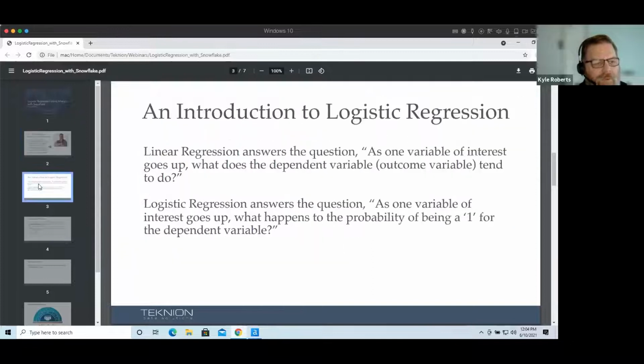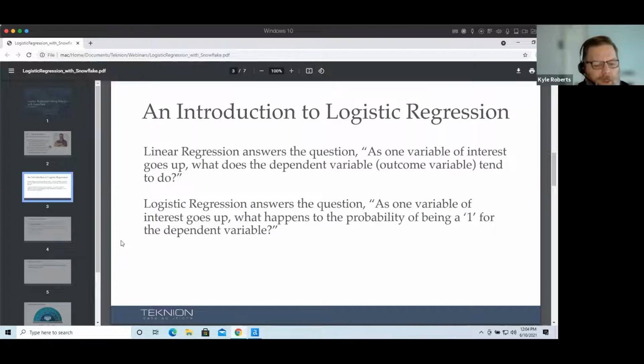So first is an introduction to logistic regression and what's going on. Now, the first thing to think about is when we have logistic regression, we're trying to predict an outcome that is what we call dichotomous, meaning it's either a yes or no, or a true or false, or a 1 or 0, or a died, did not die. We're always looking at the dichotomous outcome.